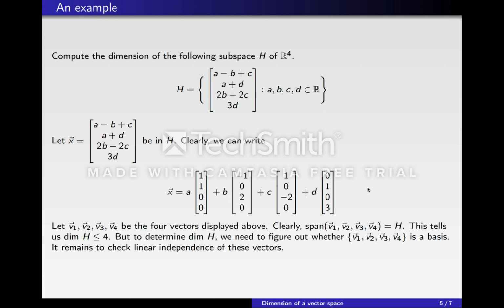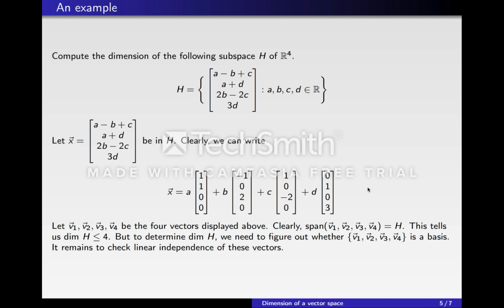This is an example of how to determine the dimension of a subspace of a vector space. In this case, we look at a subspace H of R4, and H consists of vectors in R4 of the form: the first coordinate is A minus B plus C, the second is A plus D, the third is 2B minus 2C, and the fourth is 3D, where A, B, C, D are any arbitrary real numbers. So how do we determine the dimension of H?